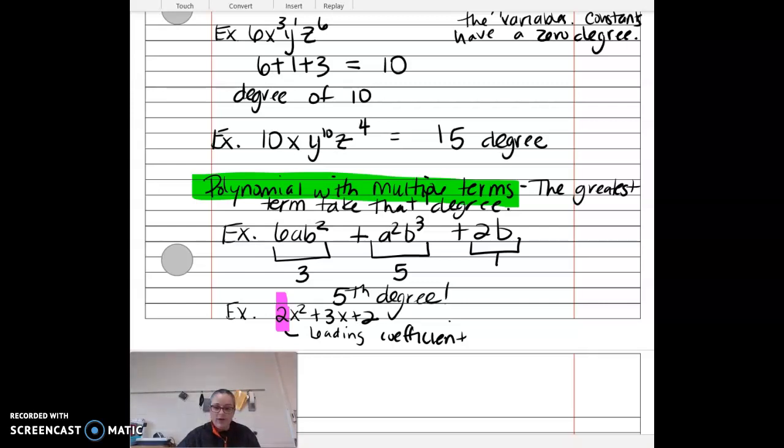So that's your leading coefficient. It's the one that leads it. If you put them into degree order, the one with the biggest degree goes first. Your leading coefficient is the number that comes before the variable. If there's nothing there, your leading coefficient would be 1.